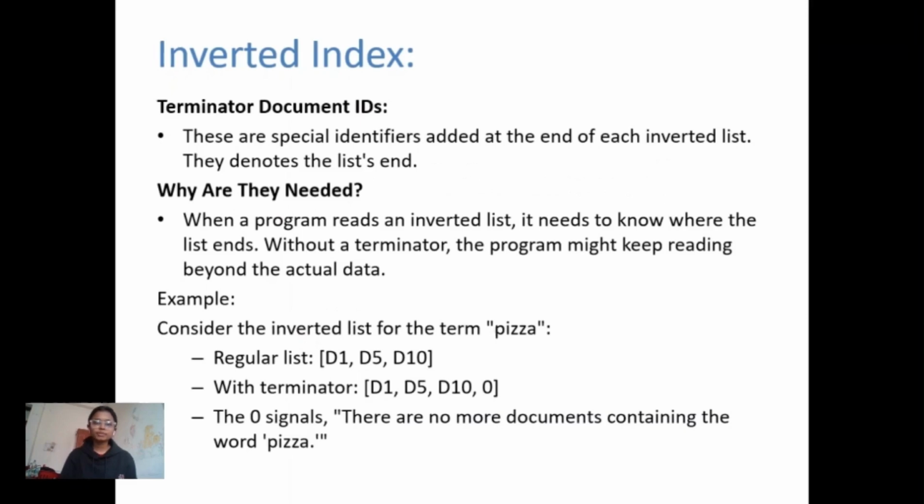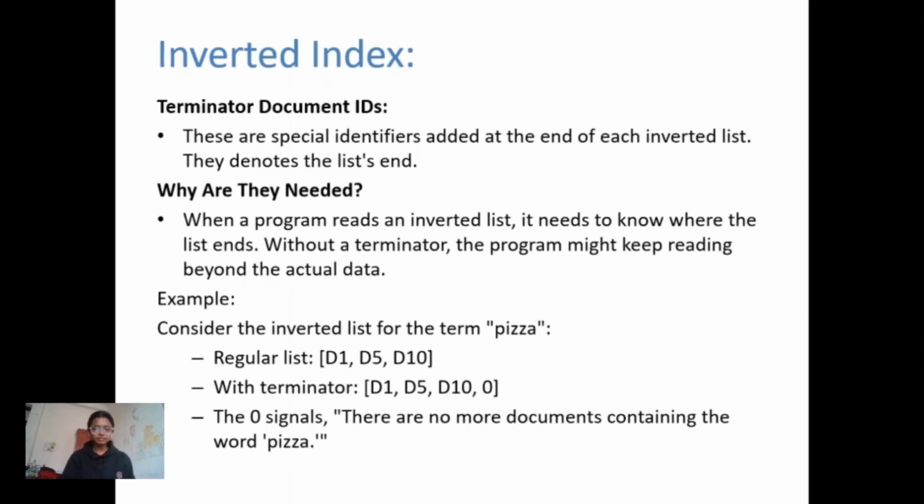Then terminator document IDs. These are special identifiers added at the end of each inverted list. They denote the end of the list. Why are they needed? When a program reads an inverted list, it needs to know where the list ends because the program has to stop. Without a terminator, the program might keep reading beyond the actual data.